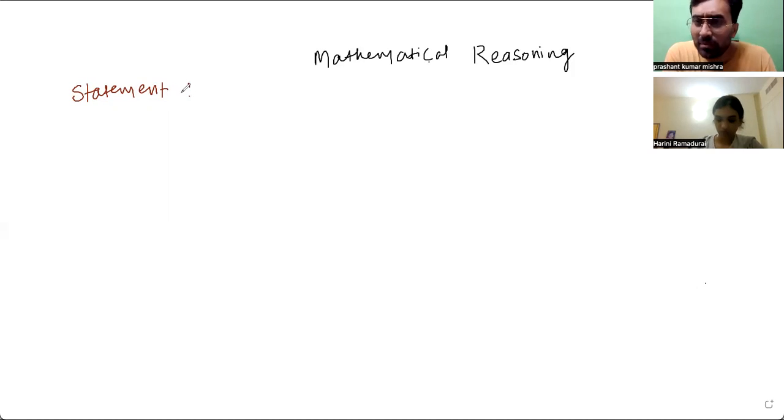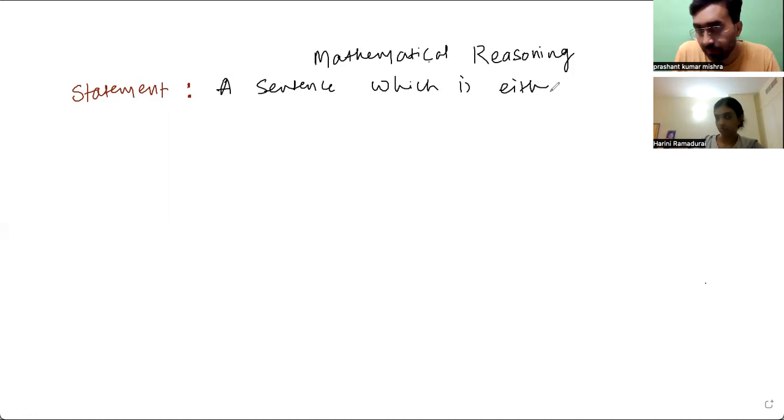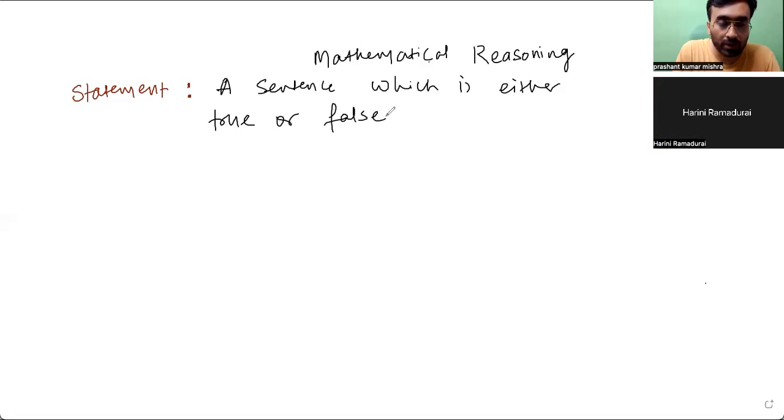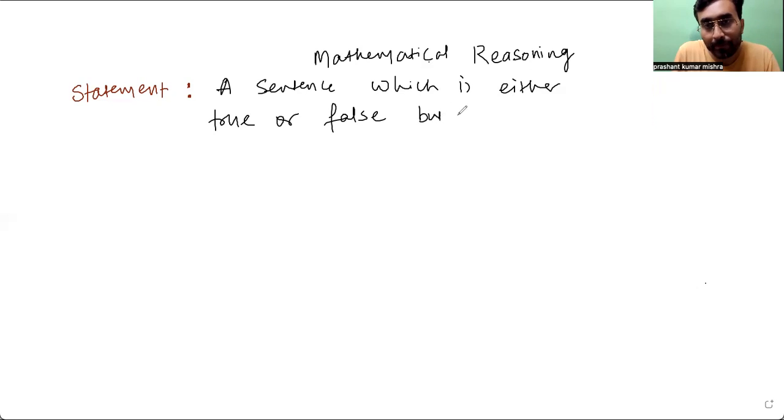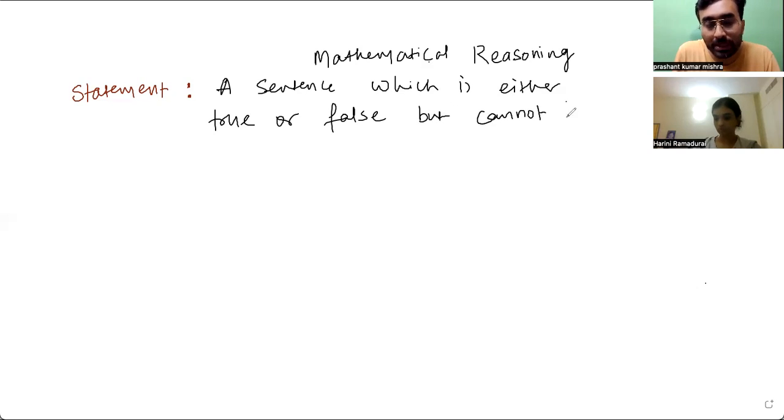A sentence basically means a group of words. A sentence can be anything. But what is a statement mathematically? A sentence which is either true or false, but cannot be both, is called a statement.